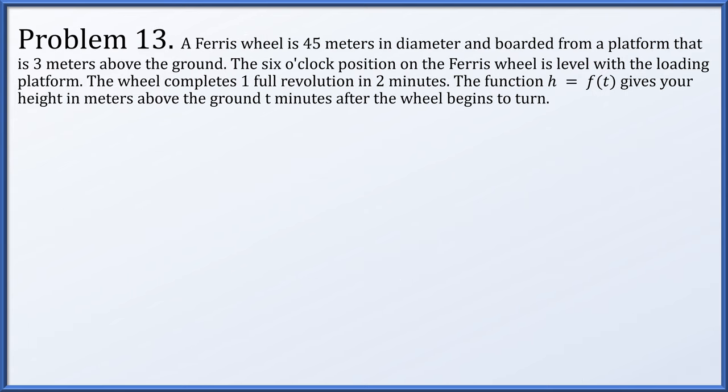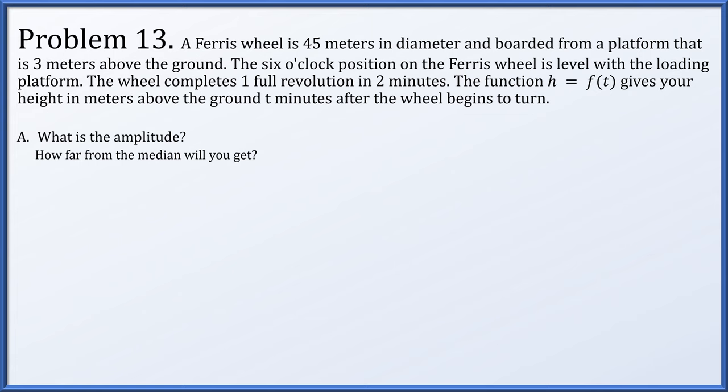In problem 13, a Ferris wheel is 45 meters in diameter, and you board it from a platform that is 3 meters above the ground. The 6 o'clock position on the Ferris wheel, in other words, the bottom, is level with the loading platform. The wheel completes one full revolution in 2 minutes. The function h equals f of t gives your height in meters above the ground t minutes after the wheel begins to turn. So first, what's the amplitude?